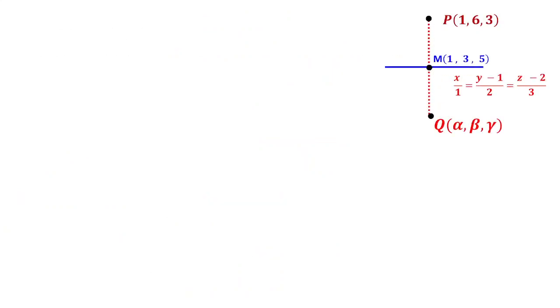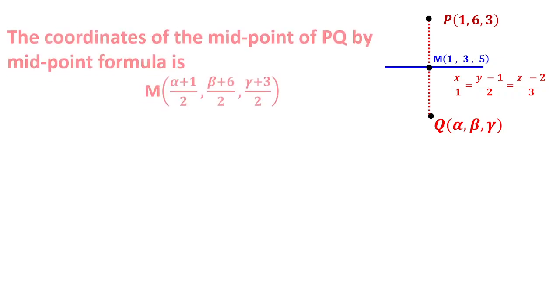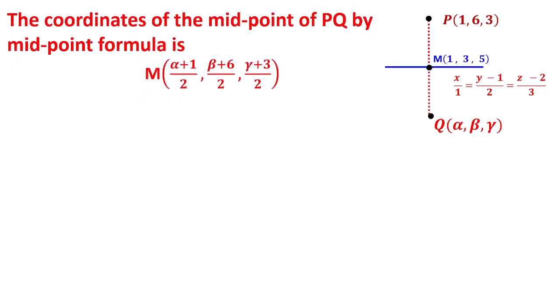Now the problem is not over. I got the foot of the perpendicular as 1, 3, 5. But the question is, I have to find alpha, beta, gamma. How to get it? The coordinate of the midpoint is given by alpha plus 1 by 2, beta plus 6 by 2, gamma plus 3 by 2. You know that the coordinate of the midpoint is x1 plus x2 by 2, y1 plus y2 by 2 and z1 plus z2 by 2.